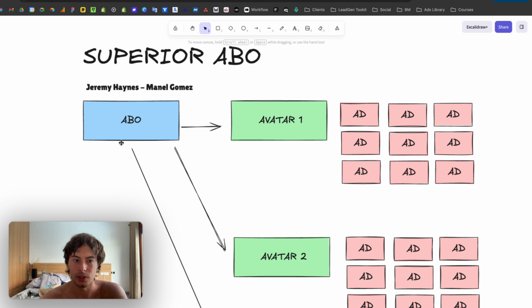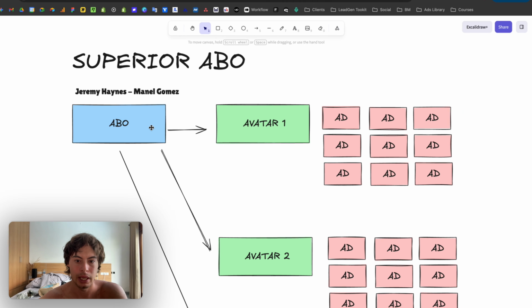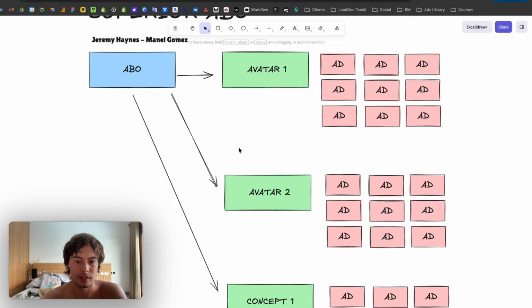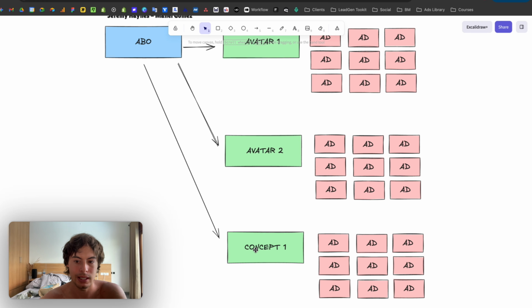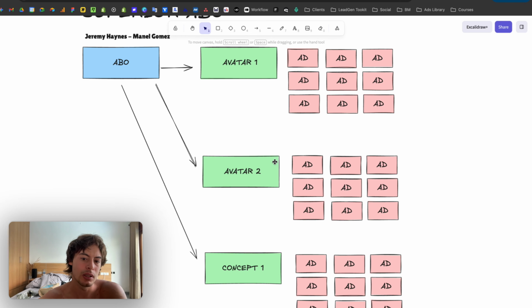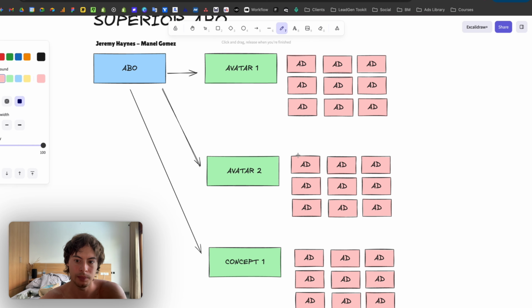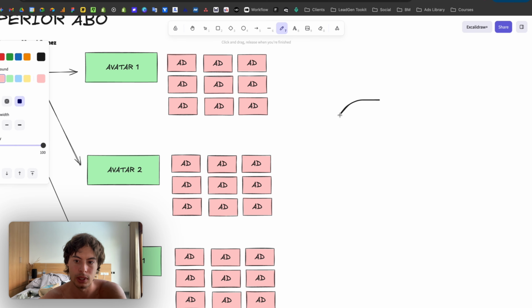So in this case, for example, what Manuel is doing, let's start with him, is having an ABO and every ad set is one avatar on one concept, right? And then in there is also all the ads for that avatar or that concept, right? And then he's just seeing what avatar is working the best, because in his mind, essentially, he wants to target all the potential available market, right?